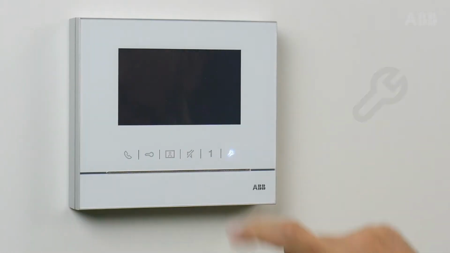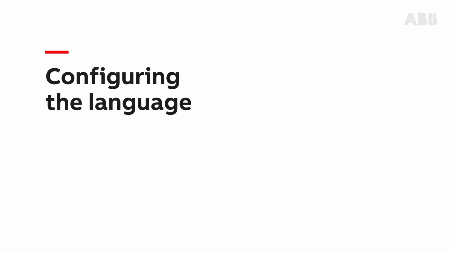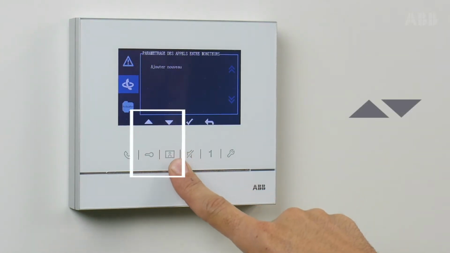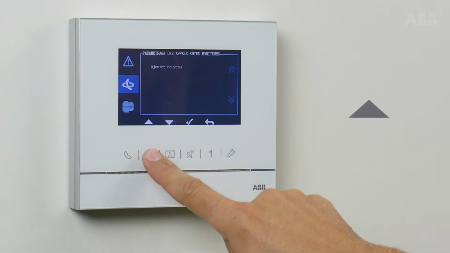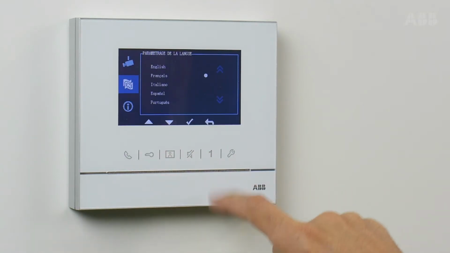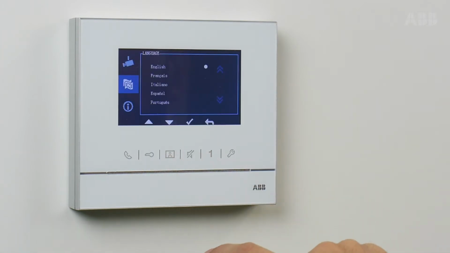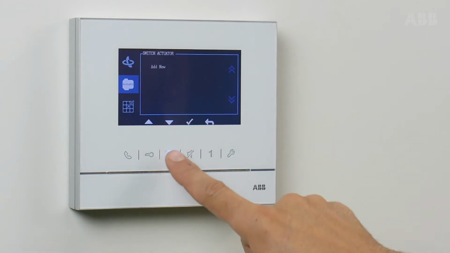Press the wrench button to access the configuration menu. Let's start by configuring the language, in this case, English. Use these two buttons, which correspond to the up and down arrows at the bottom of the screen, to browse between the various menus. When the Configure Language menu is highlighted, press the button corresponding to the Validate symbol to access it. Select the language and then Validate again. All text will now appear in English.